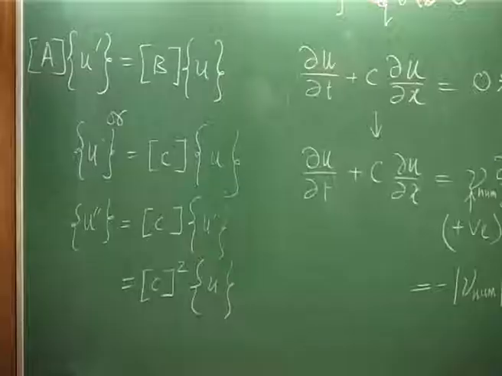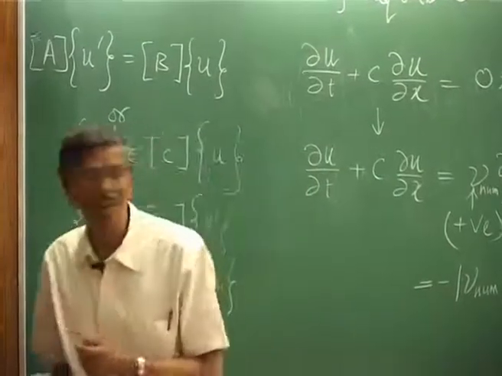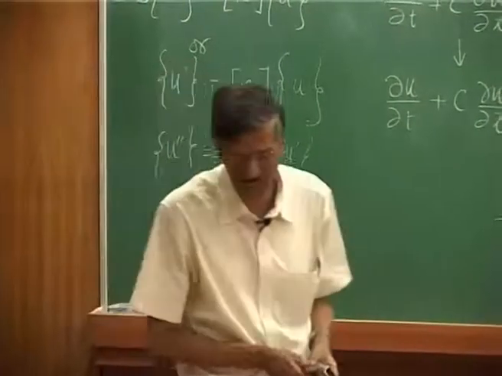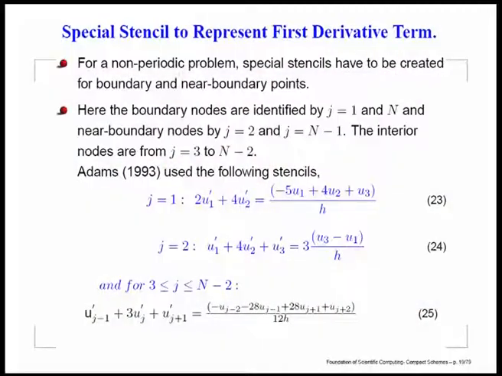Then let us simplify the problem very much. We take some sort of a stencil which we had shown here. There is an Adam scheme. So, we take n equal to 5. What we do is, for j equal to 1 we use this equation, for j equal to 2 we use this, for j equal to 3 we use 25, and for j equal to 4 we write out an expression which is similar to 24, and for j equal to 5 we write out an equivalent expression of 23.